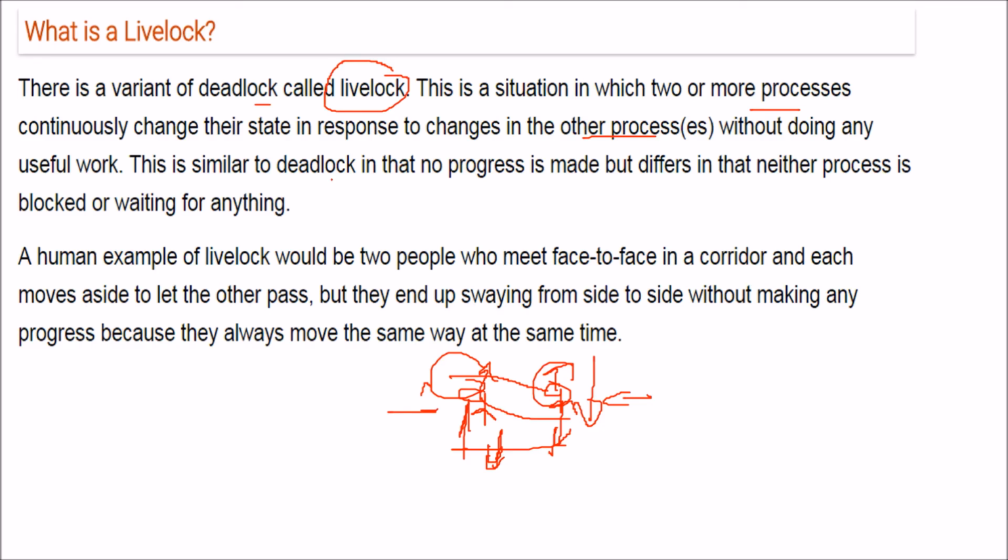This is similar to deadlock because there is no progress. Both are not able to progress. But it differs from deadlock in that neither process is blocked or waiting for anything. So this is livelock.